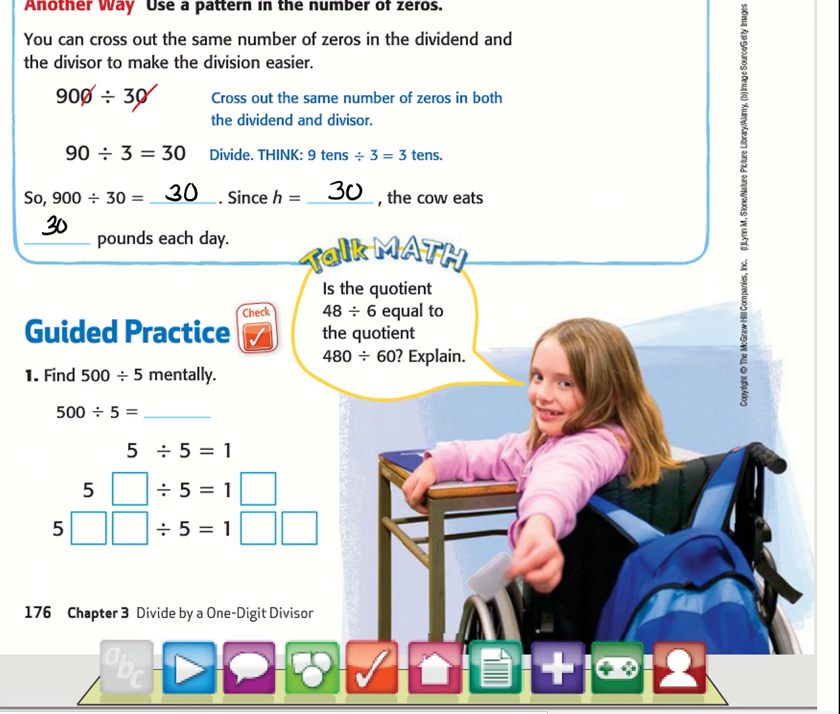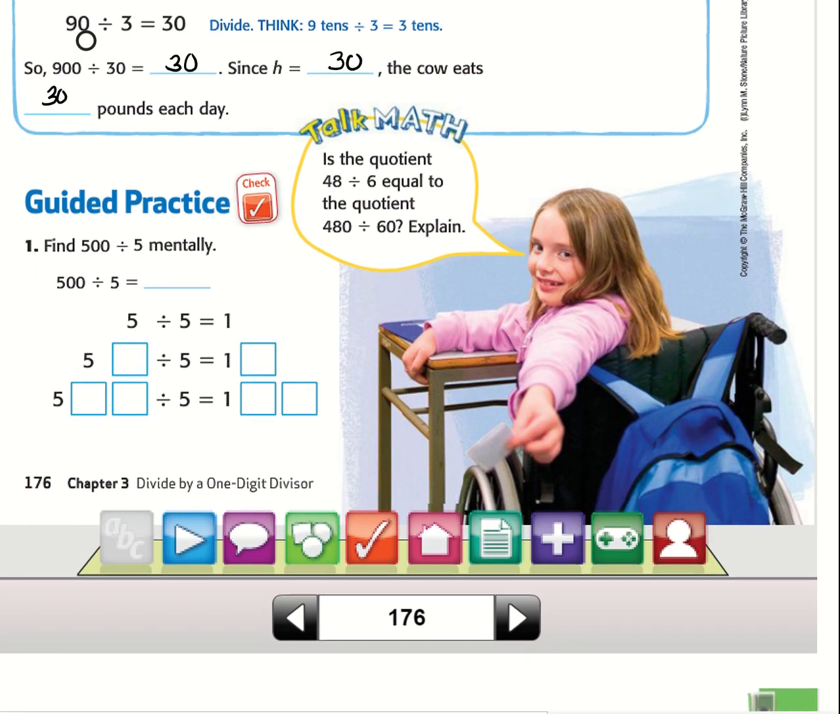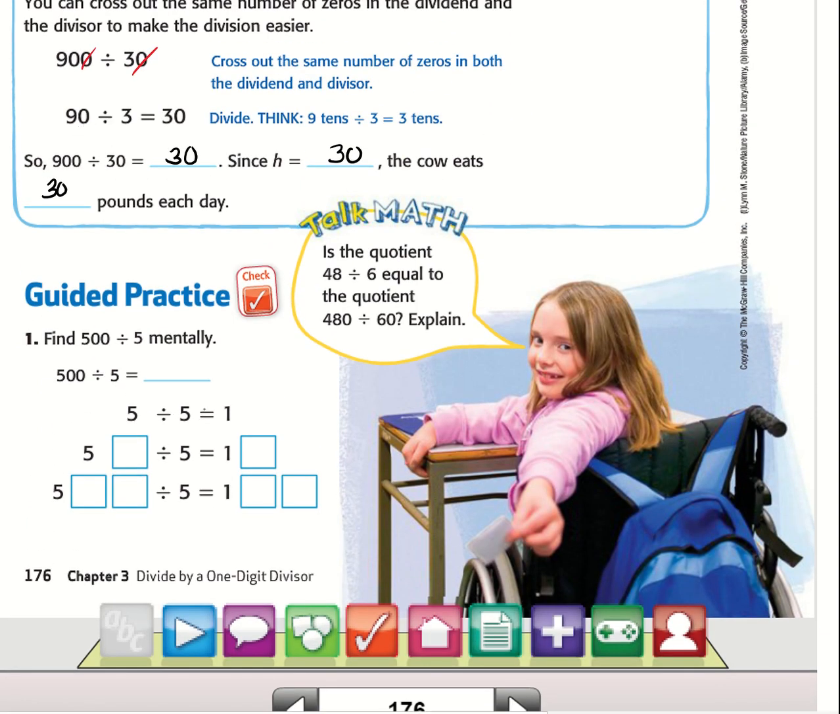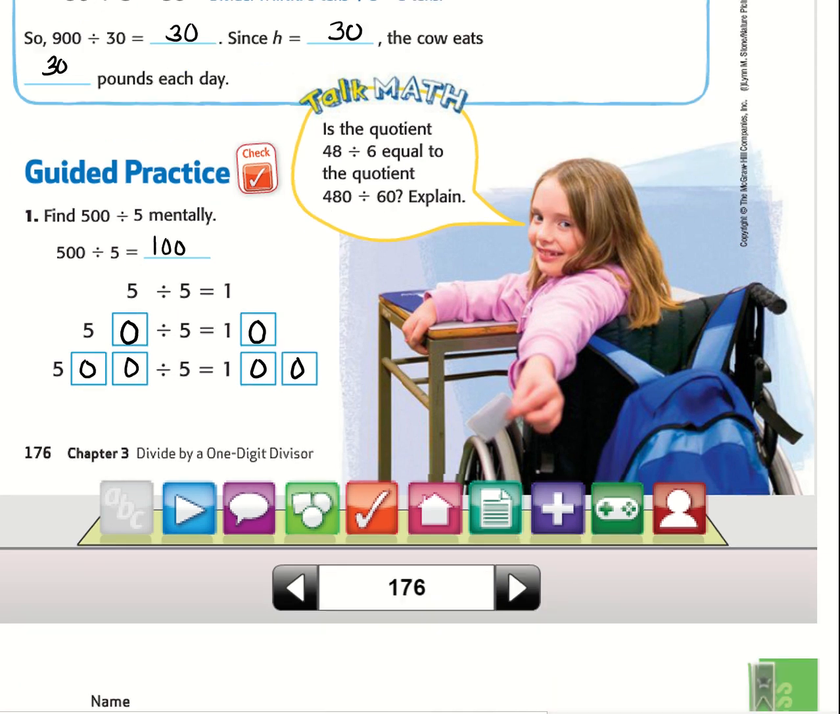So go ahead and try the guided practice and pause the video. We're going to look at the patterns. If we know 5 divided by 5 equals 1, and if we add a 0 to the dividend, 50 divided by 5 is going to equal 10. So we add a 0 to our quotient. And 500 divided by 5 equals 100. So our final answer is 500 divided by 5 equals 100.